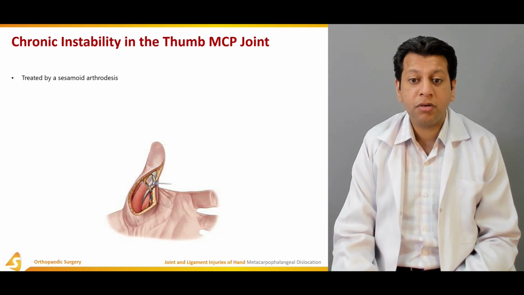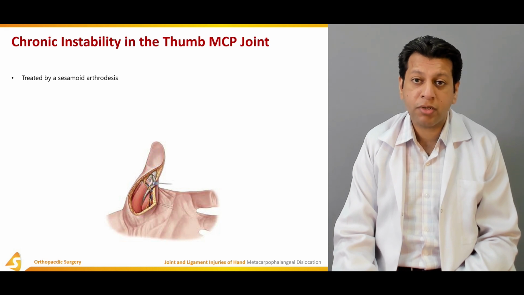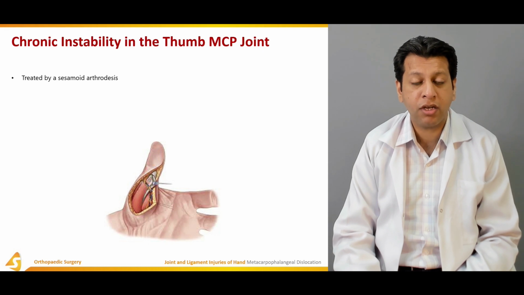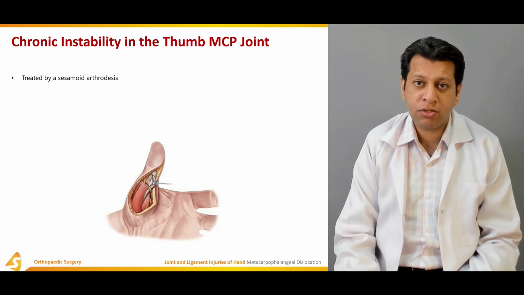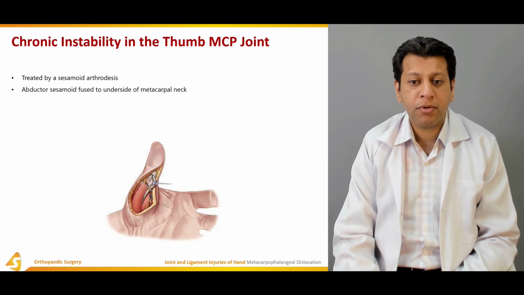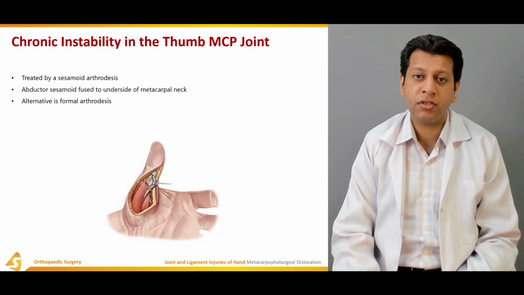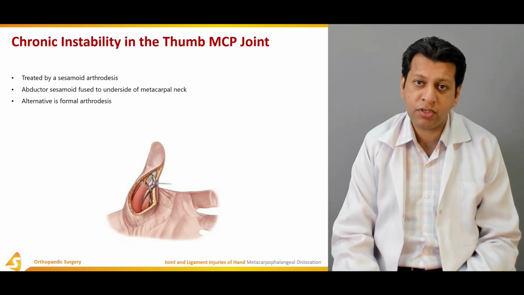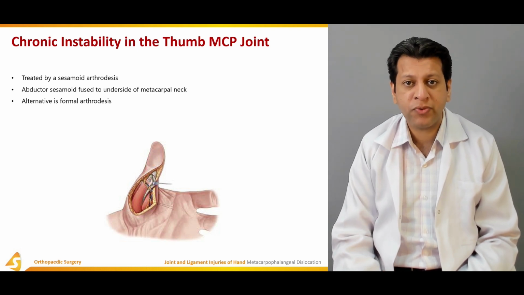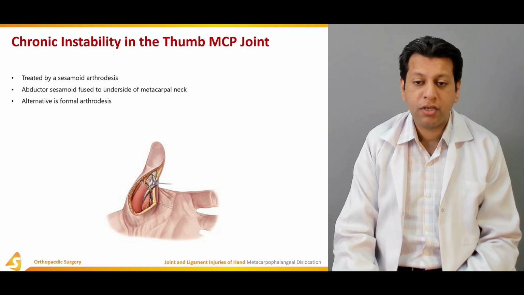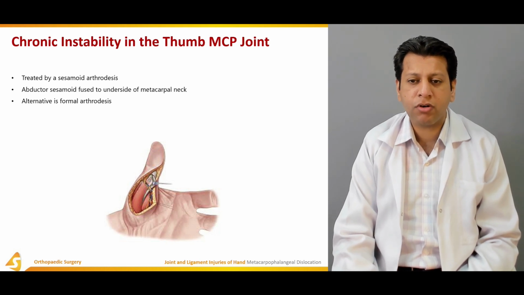This is usually treated by sesamoid arthrodesis. Sometimes there are two sesamoid bones which are found in the metacarpophalangeal joint of the thumb, one on the abductor side and one on the adductor side. Usually the abductor sesamoid is fused to the underside of the metacarpal neck. Alternatively, we can simply remove the articular surface and fuse the metacarpal with the first phalanx, leading to the traditional form of arthrodesis using K-wires. And the treatment of chronic instability is most of the time always arthrodesis.